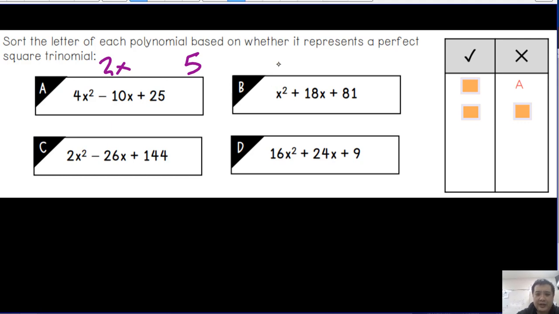Here, the square root of x squared is x. The square root of 81 is 9. And 2 times 9 times x is 18x. So therefore, this is a perfect square trinomial.